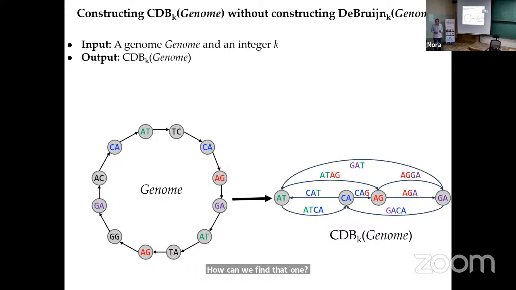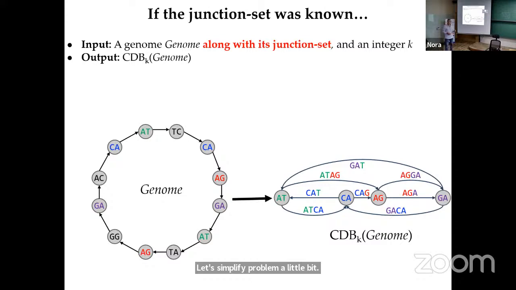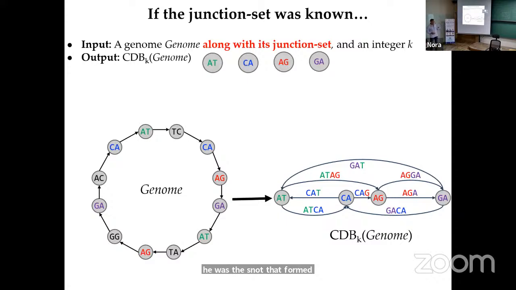Let's simplify the problem a little bit. Let's assume that the input is a genome with a set of junctions. So somebody, an oracle, gives us these nodes that form junctions in the genome. So we know which are the junctions. In this case, how can we construct the condensed graph? Take a minute to think about this.